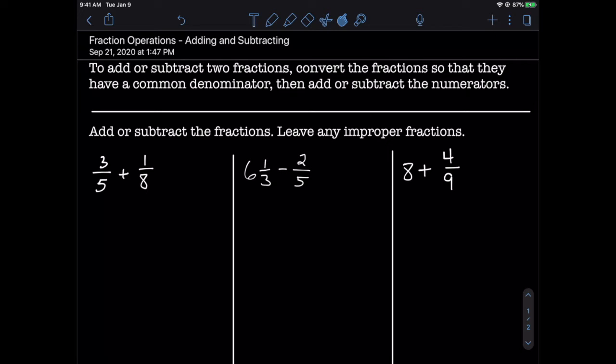To add or subtract two fractions, convert the fractions so that they have a common denominator, and then just add or subtract the numerators. Let's take a look at a couple examples and get on out of here.